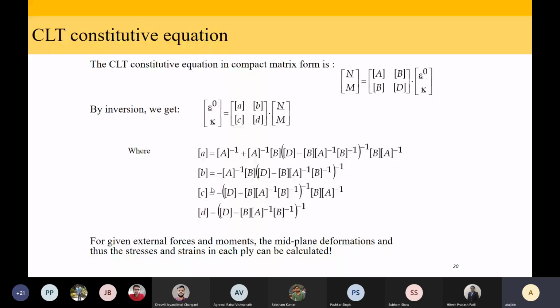Now, if my laminate is symmetric, what is the relationship between small a and capital A, small b, and then can you derive the relation? Then can you derive the expressions for small a, b, c, d for a symmetric laminate?